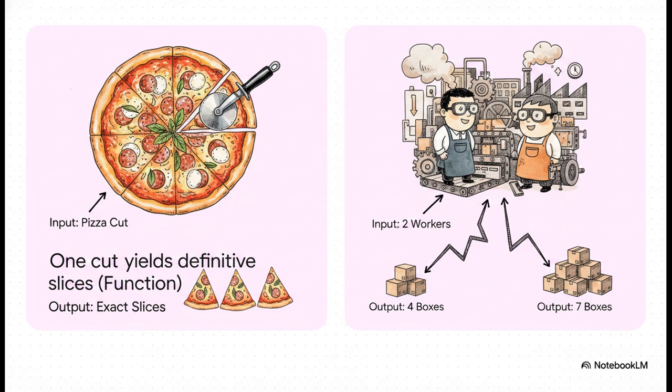Well, sometimes those 2 workers produce 4 units, and other times those exact same 2 workers might produce 7 units. Because that one input, 2 workers, can yield sporadic, completely different outputs, it is just a relation. It definitely doesn't make it past the velvet rope into the exclusive function club.